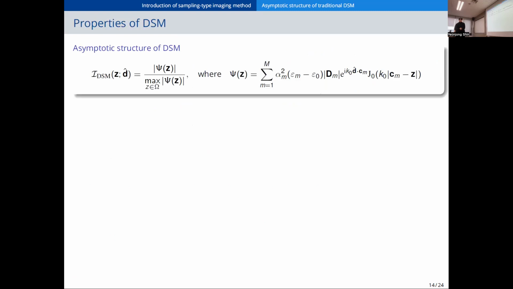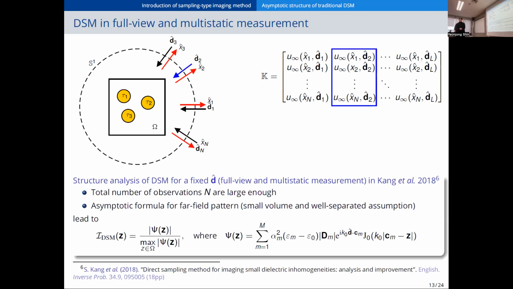Can you remind us what capital M represents? Capital M in the summation? This is the total number of targets, and m is the mth target. We assume that there are M targets, and this is the summation over each target.